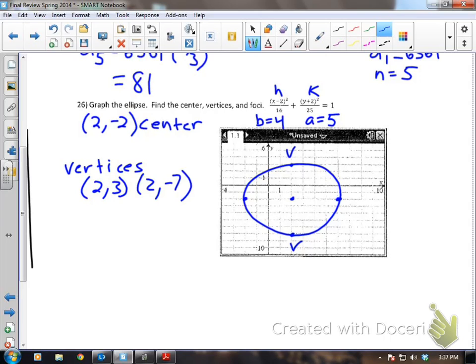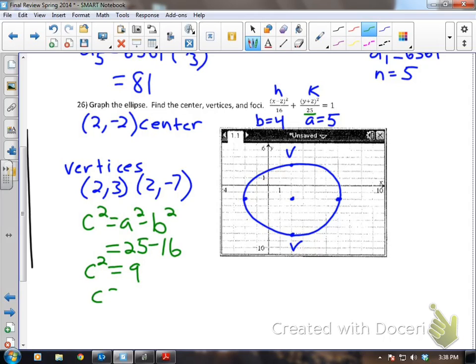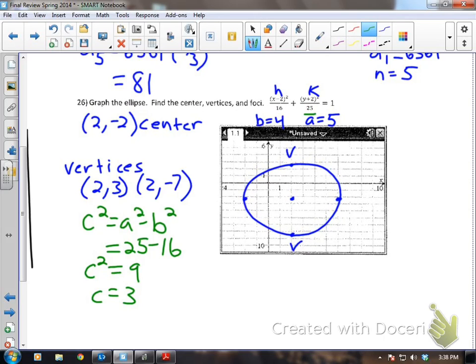But the next thing we need to do is find where the foci are. And they tell us on the formula sheet that C squared is equal to A squared minus B squared. So A squared is this, 25. B squared is the 16. So when I subtract, I get 9. That's what C squared is. So C is just 3. So that means that from my center, that's the distance from the center, in line with the vertices.